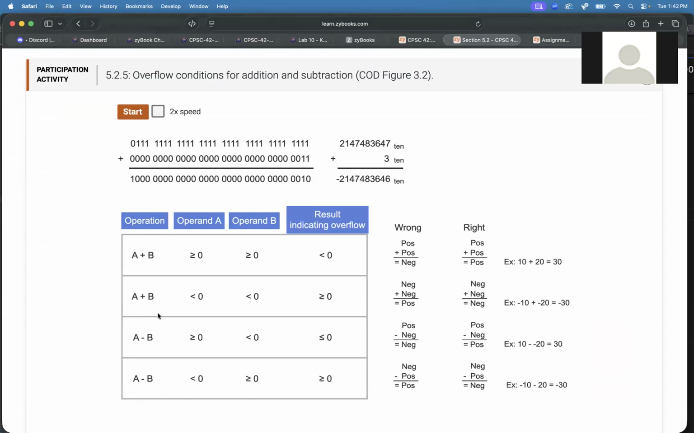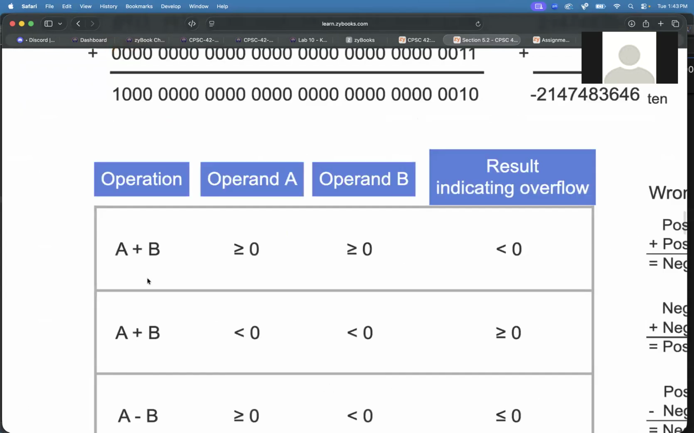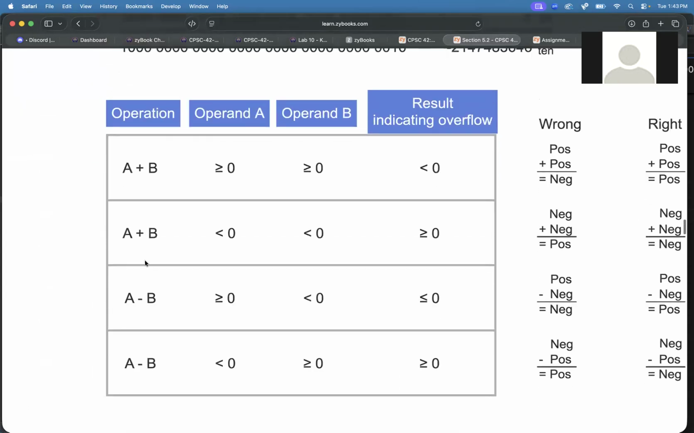So you'll be able to tell that that happened because you'll get the wrong answer, right? This is probably a pretty silly chart here, but what they're saying is if you're adding a positive and a positive and you get a negative, that's bad, right? So that's overflow. But if you add a negative and a negative, you should get a negative. So if you end up with a positive, that means there was overflow.